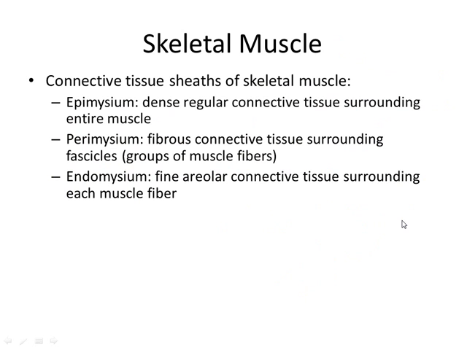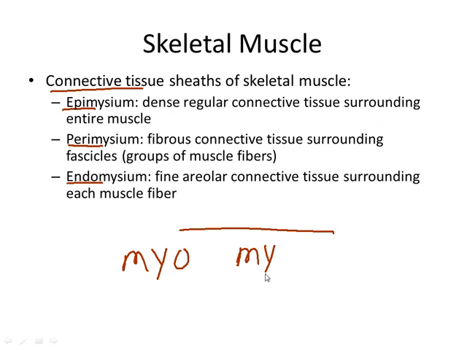Okay, skeletal muscle is basically a group of fibers that are connected by connective tissue. And you have three types of connective tissue. And I'm going to show you a drawing here in just a second. You have the epimysium, the perimysium, and the endomysium. If you ever see the word myo or mys, these both mean muscle. Okay? Just like osseous means bone, myo or mys means muscle. So it means it's somehow associated with a muscle.